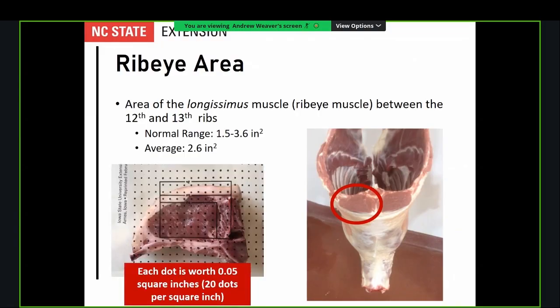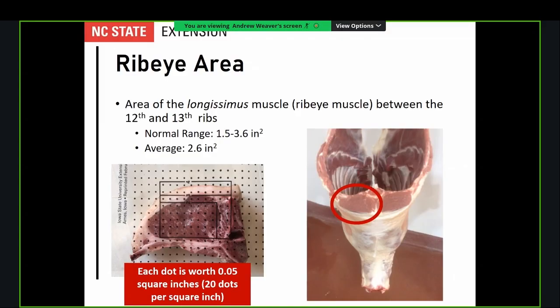How we get to this area number is we have these ribeye grids. These grids have lots of dots on them, and each dot on a lamb grid is equivalent to 0.05 square inches, so 20 dots per square inch. You simply put the grid over that ribeye, count up the number of dots that are touching that longissimus muscle, and then do a little bit of math to convert the number of dots you counted to square inches. It's a pretty easy way for us to determine an area measurement without doing real complicated computer algorithms. We can do this in the cooler. So that's how we get our area number.